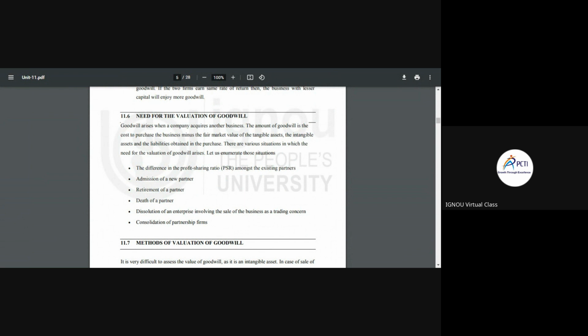So first one is the difference in the profit sharing ratio among the existing partners. Second one is admission of a new partner. Third one is retirement of a partner. Fourth one is death of a partner. Fifth one is dissolution of an enterprise involving the sale of the business as a trading concern. Next one is consolidation of partnership firms.